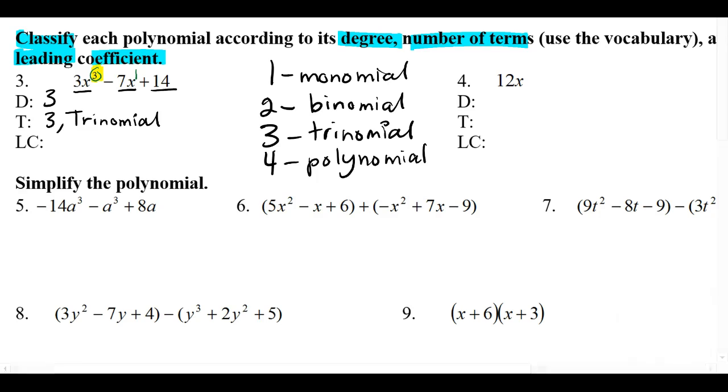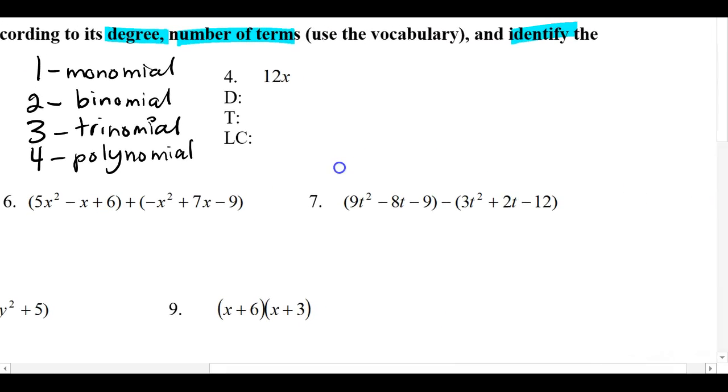Okay, and then the last one, LC. LC stands for leading coefficient, and that is the first number. Remember, look in your notes if you're not sure which one goes to which. Okay, so the first number is 3, our leading coefficient.